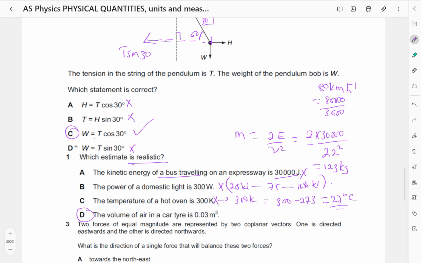The volume of air in a car tire is 0.03 meters cubed. If we want to find out whether this is realistic, we can estimate the radius of the tire. Remember, we must get the external radius minus the internal radius, and that will give us that part which has air. But let's just come up with an estimate of the radius over which the air is occupied.